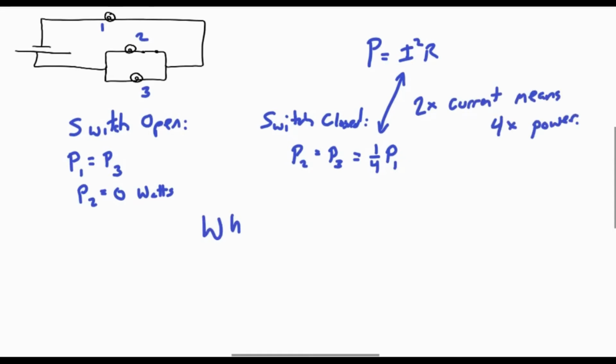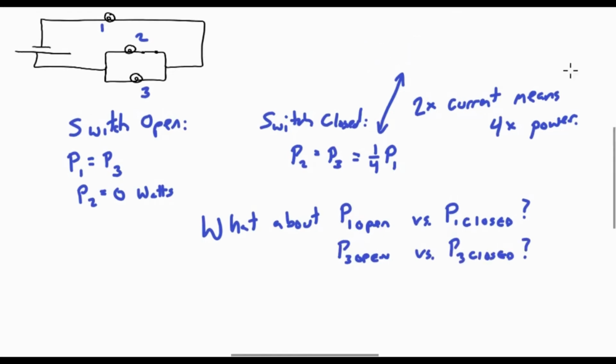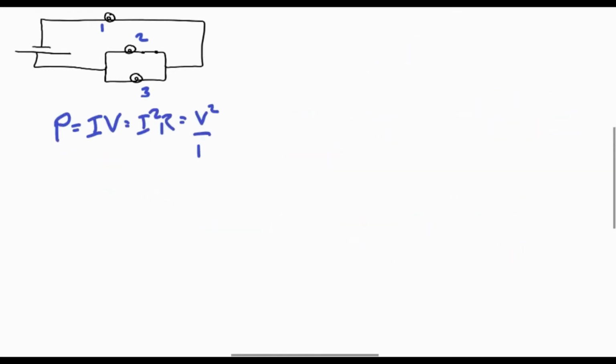So here's a harder question. When you close the switch, obviously bulb 2 goes from off to on. But what about the other 2? Does bulb 1 get brighter or dimmer or stay the same? Does bulb 3 get brighter or dimmer or stay the same? Think about it in terms of power. You have 3 equations, and I think I squared R is the easiest.